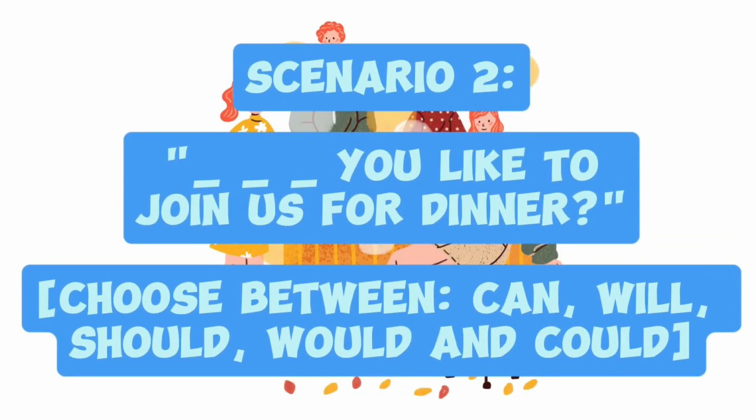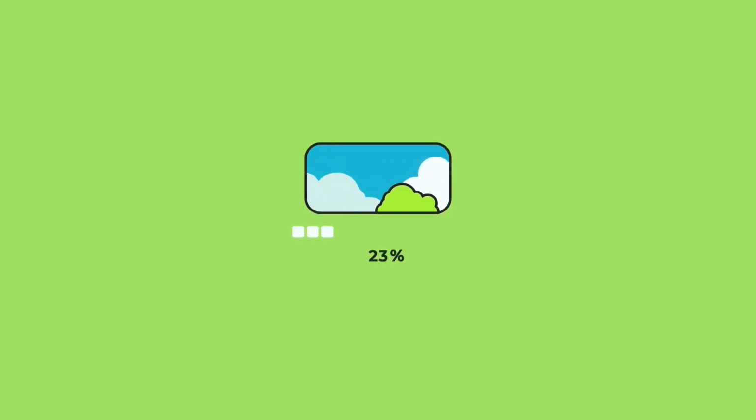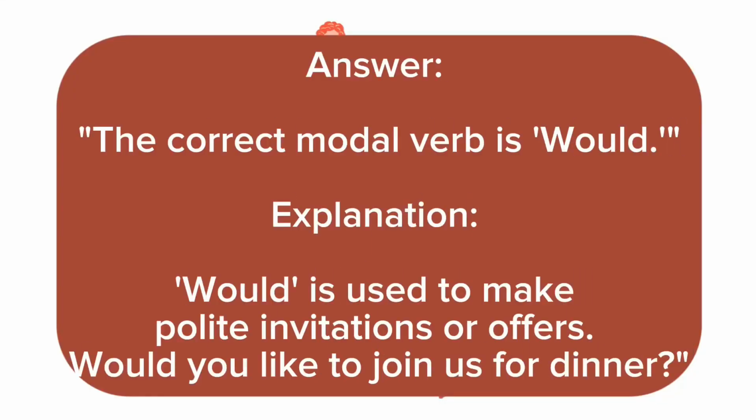Scenario 2. You like to join us for dinner. Choose between can, will, should, would, and could. Answer. The correct modal verb is would. Explanation. Would is used to make polite invitations or offers. Would you like to join us for dinner?